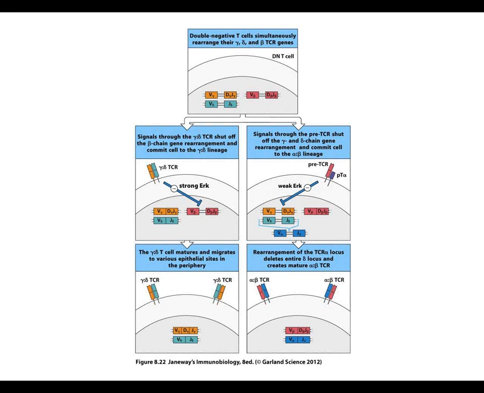Right, strong ERK activation in the double negative T cell induces expression of the transcription factor ID3, which promotes gamma delta. So strong ERK leads to gamma delta, weak ERK leads to alpha beta. I had not learned this before, and I'm not sure there's much to take away from it except maybe that one point. Strong ERK, gamma delta, weak ERK, alpha beta. That seems like it'd be testable to me.